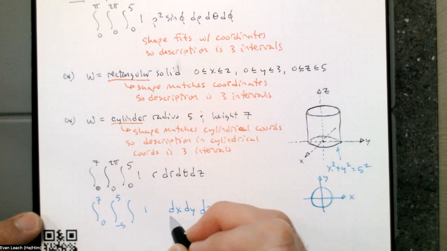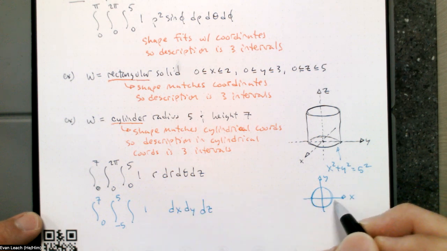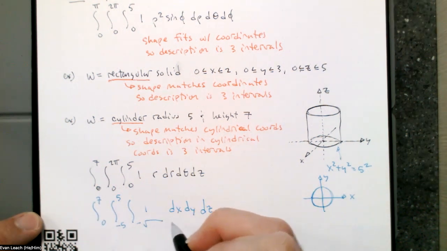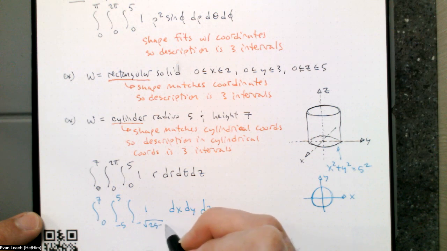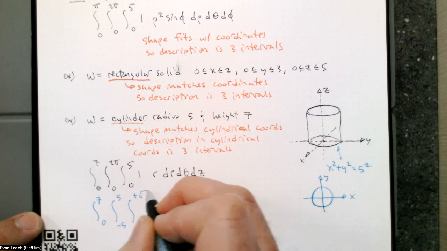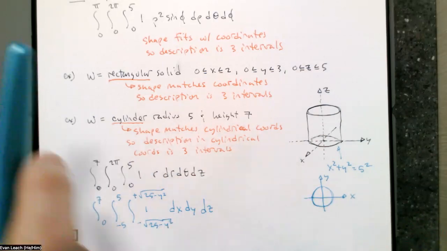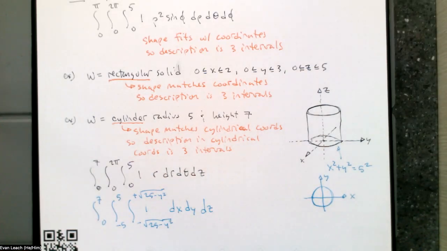And for all those y values, x will go from the left side of the circle to the right side. So the negative square root of 25 minus y squared to positive square root of 25 minus y squared. So in this setup, our dV was simpler. It did not have that extra factor of r. Our integration is going to be more complicated because we're using square coordinates for a round thing.